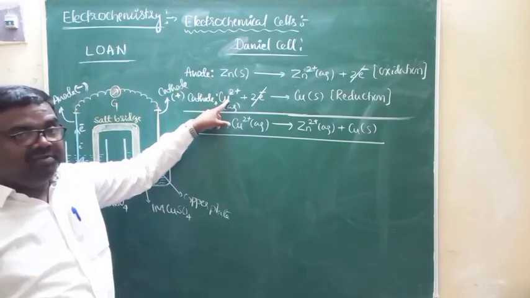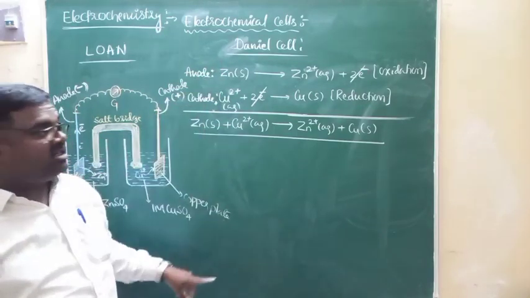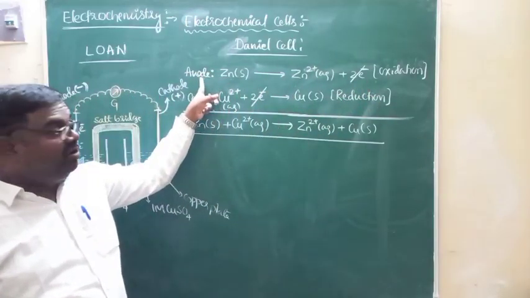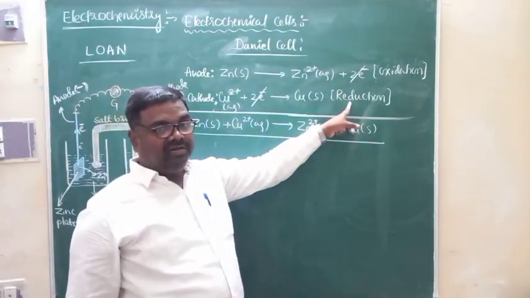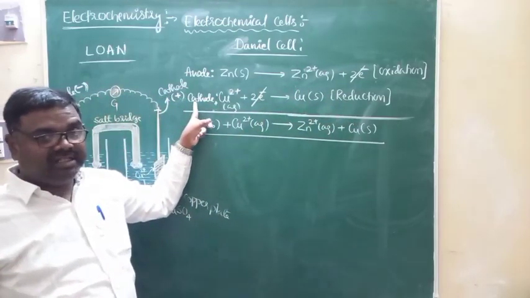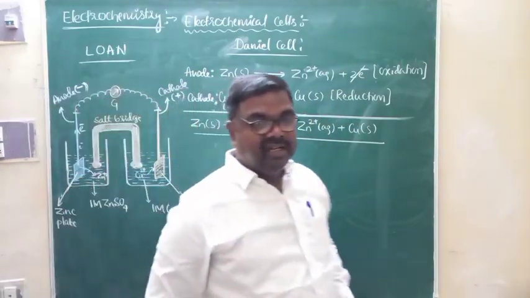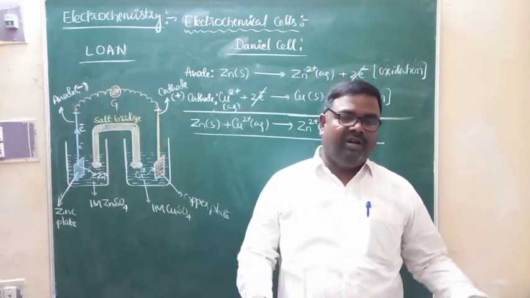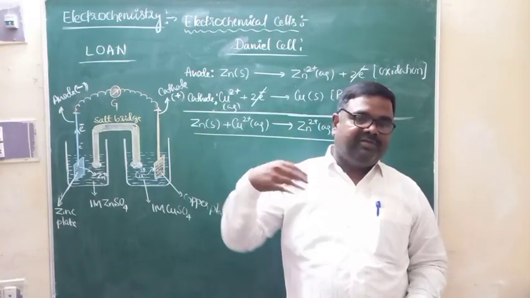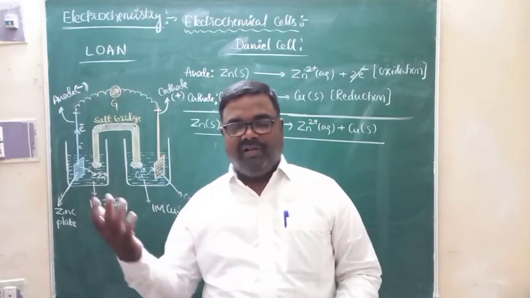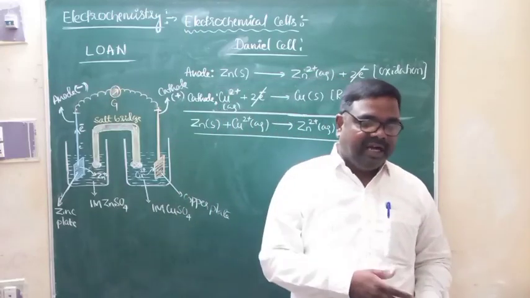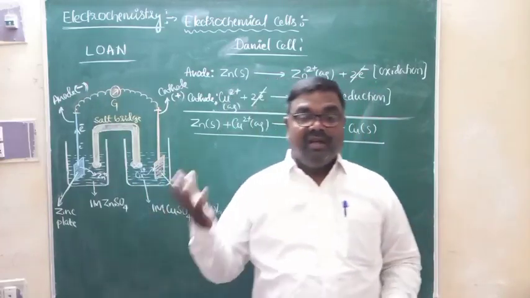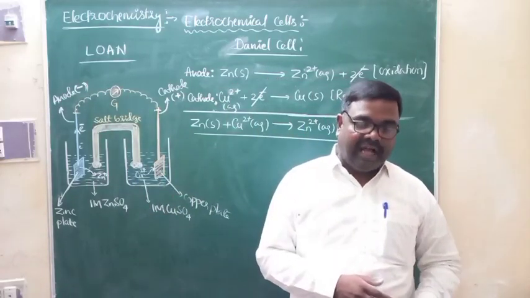These two are half-cell reactions or electrode reactions. Oxidation is the electrode reaction going on at the anode. Reduction is the electrode reaction going on at the cathode. Always in galvanic cells, reduction takes place at the cathode and oxidation takes place at the anode. Not only in galvanic cells, in all types of electrochemical cells, whether electrolytic or galvanic, the electrode where oxidation takes place is called the anode, and the electrode where reduction takes place is called the cathode.